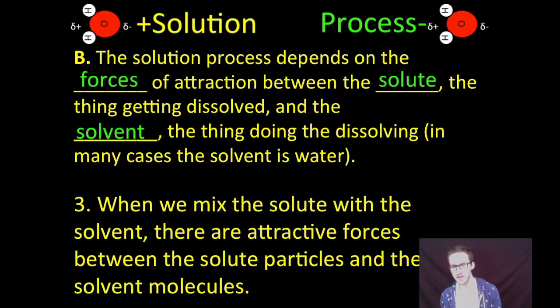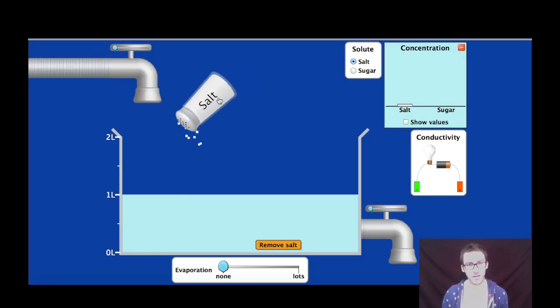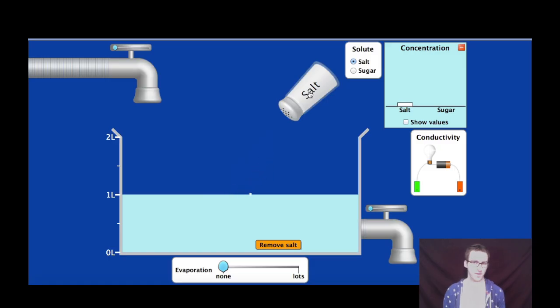Three, when you put the thing that's going to get dissolved in the thing that's going to do the dissolving, there are attractive forces between the solute and the solvent. And then four, we actually make that solution if the attractions between the solute and solvent are strong enough, the solute will then dissolve into solution. Now, a lot of this is really difficult to observe on the macroscopic level. All these forces of attraction.